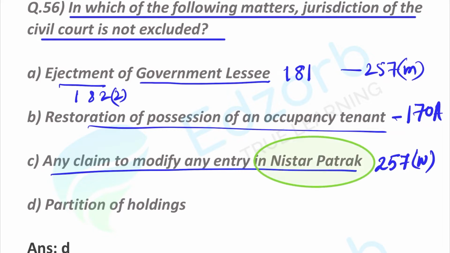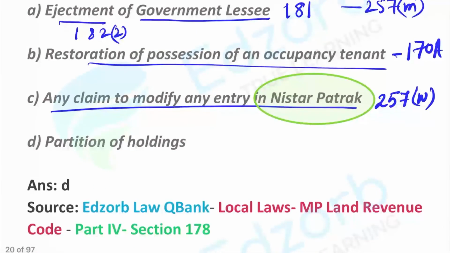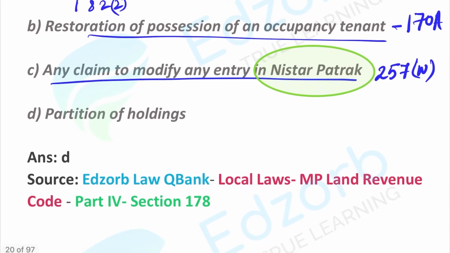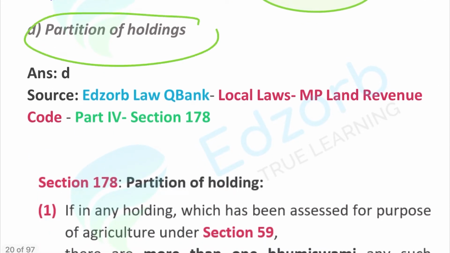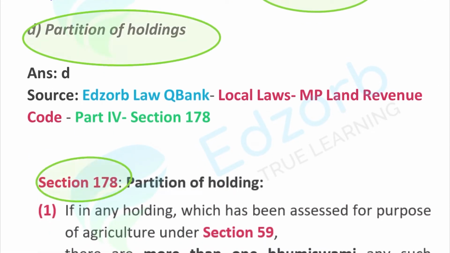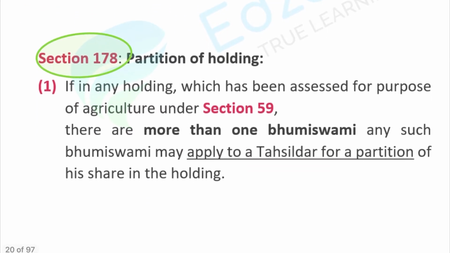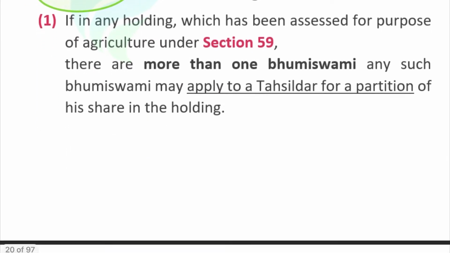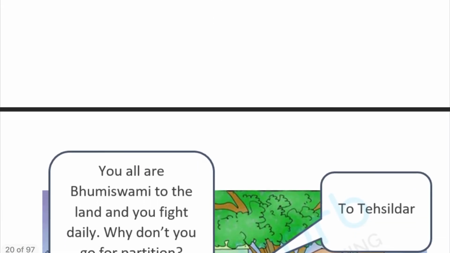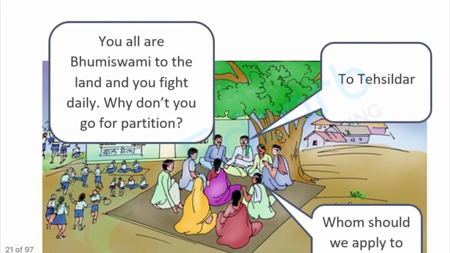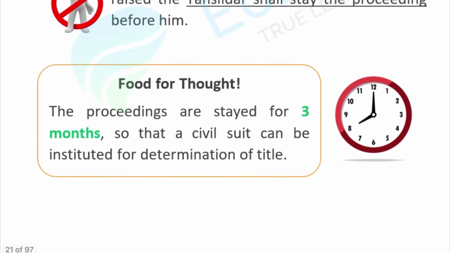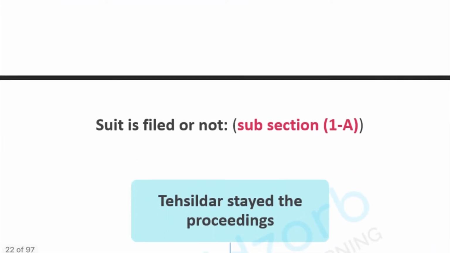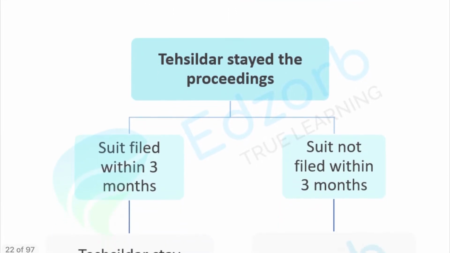Now Nistar Patrak is something that will govern the use of land, let's say for the purposes of collection of timber, firewood, etc. Lastly, option D, partition of holdings, specifically provided under 178. So when there are more than one Bhumi Swami in a holding, they may apply before the Tehsildar under 178. Arrested with which application the Tehsildar may stay the proceedings if there is a dispute of title involved. So in such matters, jurisdiction of the civil court is not ousted.